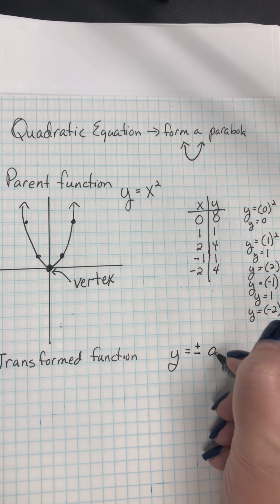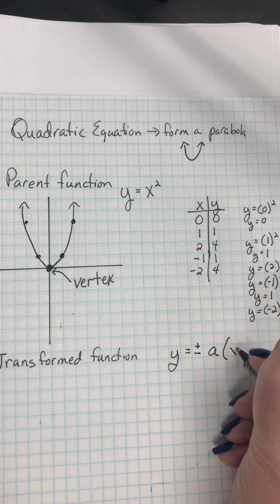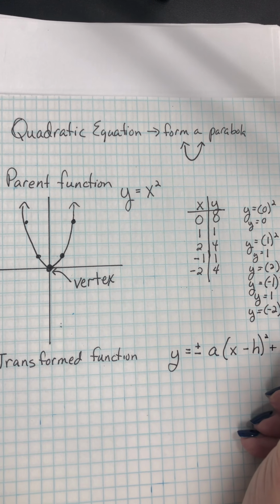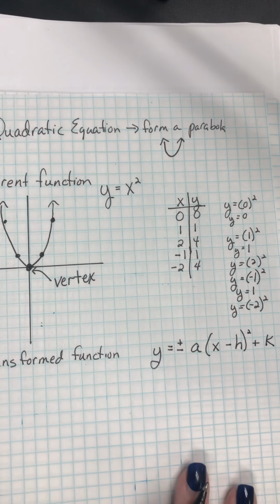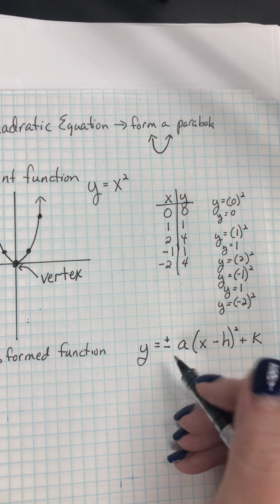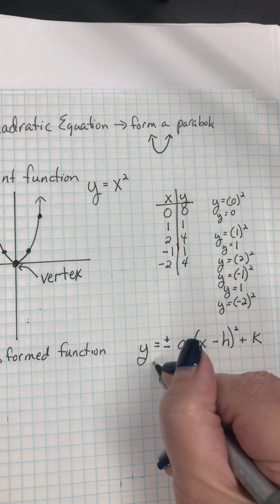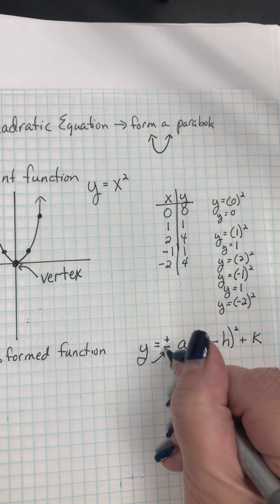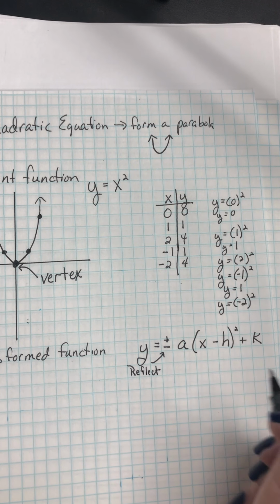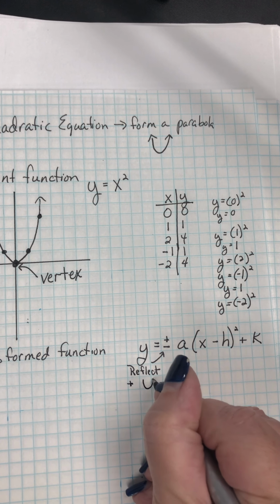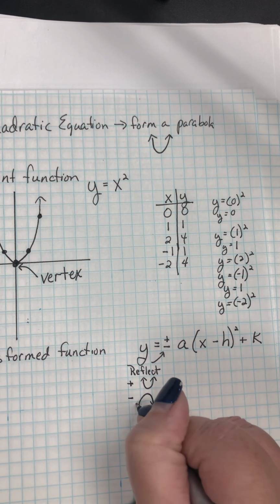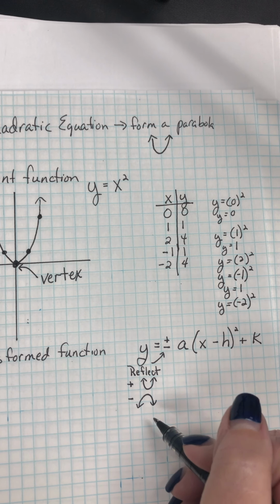Plus or minus a (x minus h) squared plus k. Each one of these things can do something different to our graph. So the first one, just like in the line, the plus or the minus helps to reflect our shape. If we have a positive a, it is going to open upward. If we have a negative number here, it is going to open downward.